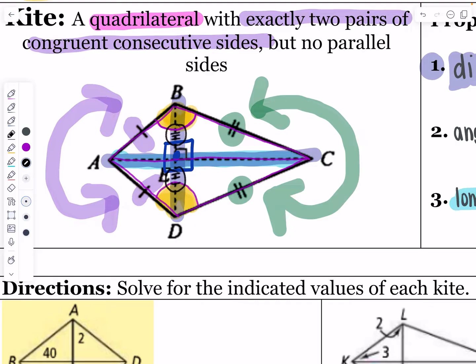It also bisects the opposite angles. So this angle gets bisected into two congruent angles, and then this angle gets bisected into two congruent angles. So I'm going to put two arcs here to show that those are congruent, and then three arcs here to show that these are congruent. So these are just congruent triangles. Heart would fold on top of heart. The yellow one would fold on top of the yellow one and be congruent. The star would fold on top of the star.